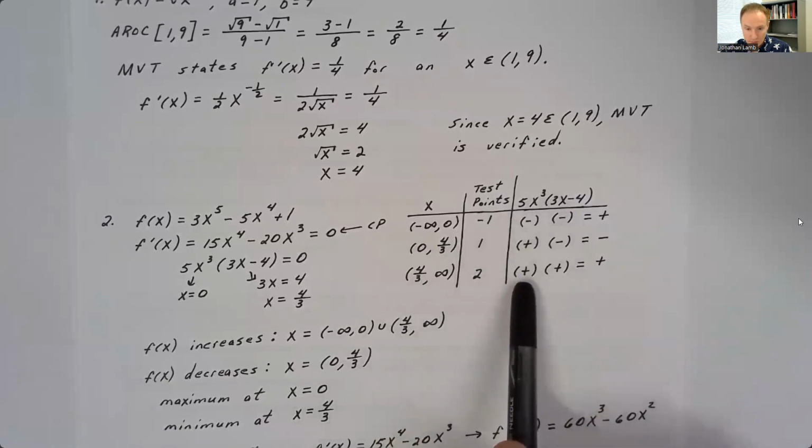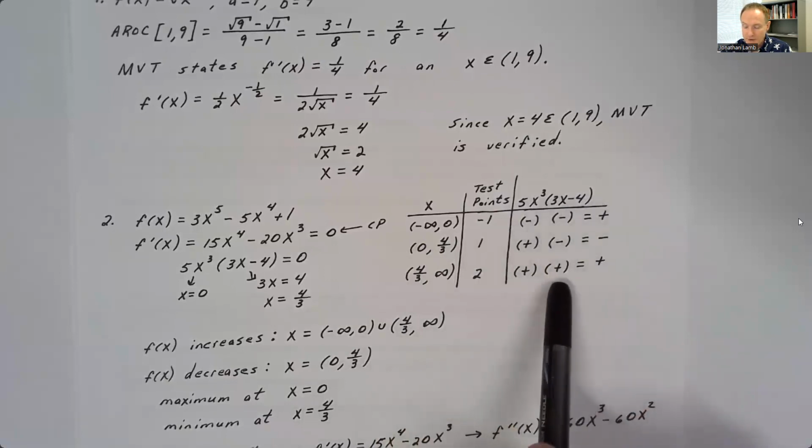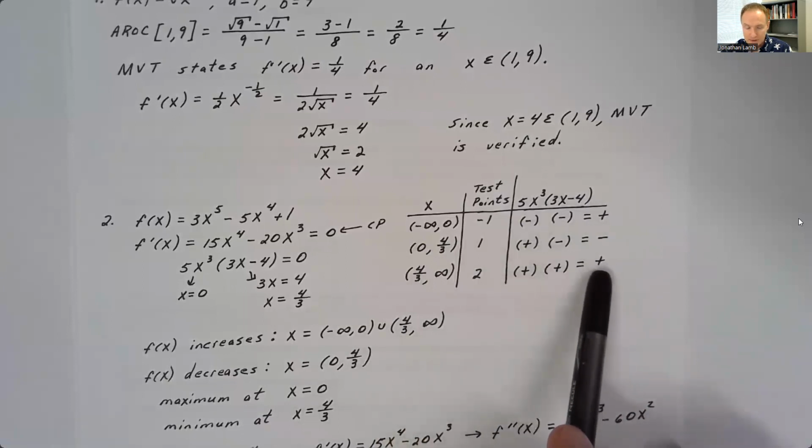5x cubed is going to be positive. It would be positive 5 times 8, which is 40. When I plug a 2 into the second group, I would get 6 minus 4. That's a +2. The product of two positive numbers is going to be a positive. And again, you could get a specific number there, but the only thing you care about is the sign of it.